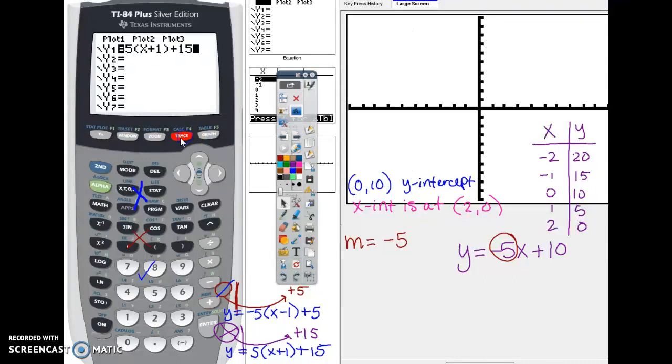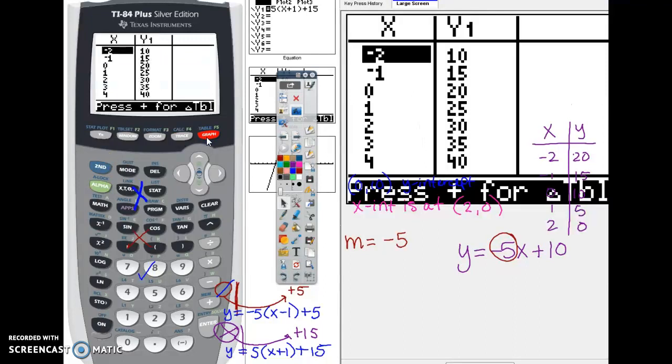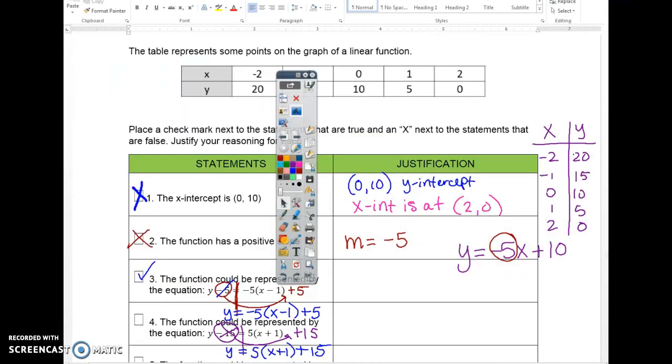Okay, trace. Is that what my line looked like earlier? No, that is not what the graph looked like. Second graph. Does this match my table that I started with? No. So that's a false statement. How are we gonna justify it? So I'm gonna put an X, but how am I gonna justify? What can I say over here that says that that's not true? The table doesn't match up. What else can I say?